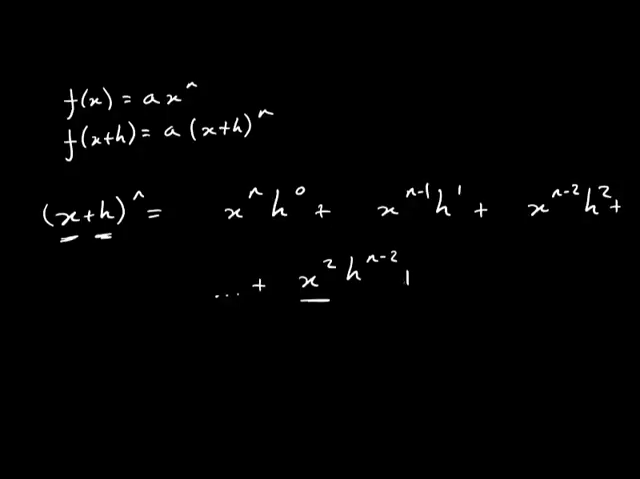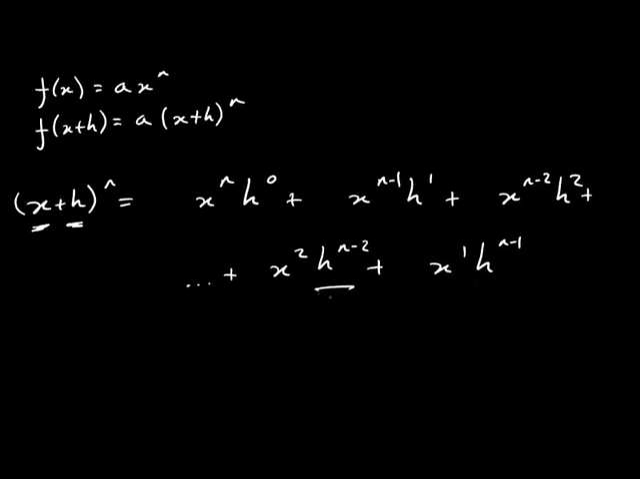Now I'm decreasing my x value, so x to the power of 1, and I'm increasing my h power, so h to the power of n minus 1. And then the final term: I'm going to decrease my x power to x to the power of 0, and I'm going to increase my h power to h to the power of n.